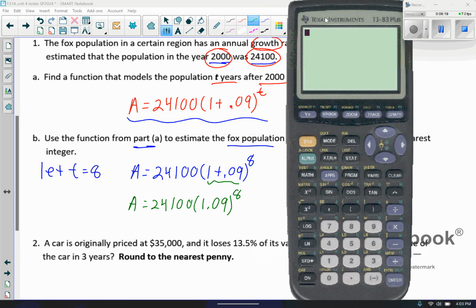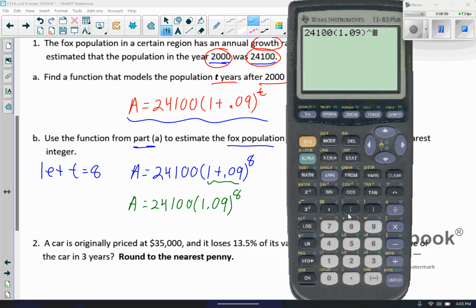With the scientific calculator, even the scientific, you should be able to pretty much just type this in verbatim. So 24,100, then I'm going to open a parentheses, 1.09, close the parentheses, and then some of the newer calculators, when you press this little caret, it will actually give you a superscript, and if it does that, great. If not, it means the same thing right here.